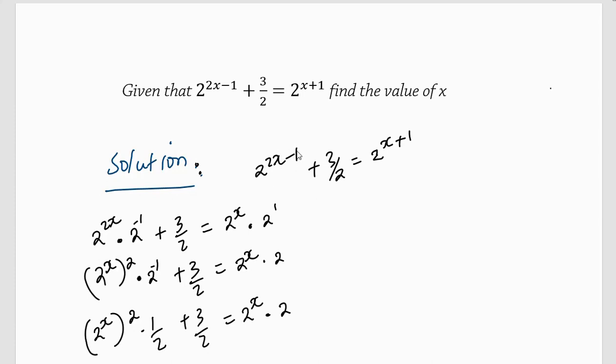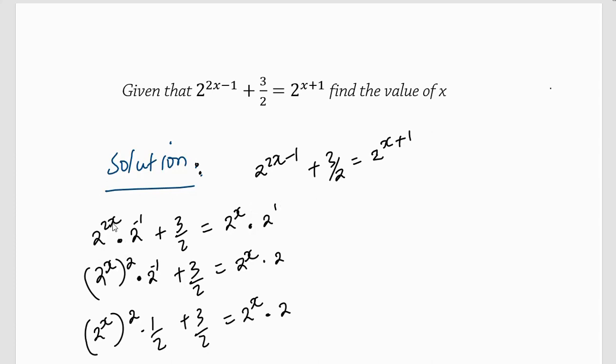If I simplify this, I split it into indices, I will have 2 to the power 2x times 2 to the power negative 1. If I want to get back here, it will be 2 to the power 2x plus negative 1, because if I have the same base and I'm multiplying, I'll always add powers. So that is the rule I'm using. 2 to the power 2x times 2 to the power negative 1 plus 3 over 2 is equal to 2 to the power x times 2 to the power 1.